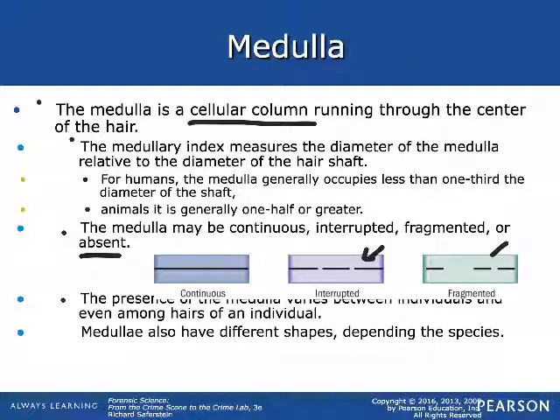The presence of the medulla varies between individuals and even in one individual's hairs. So there's lots of variation. If you take 25 hairs, they might not all look the same. The middle of it, the medulla, might not be the same. And depending on what species the hair comes from, the medulla could have different shapes. So they're not always consistent.